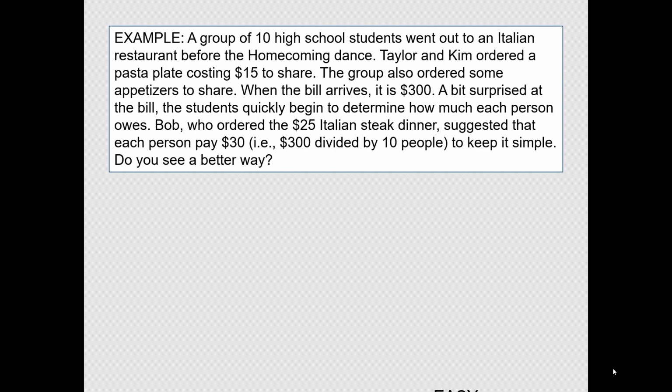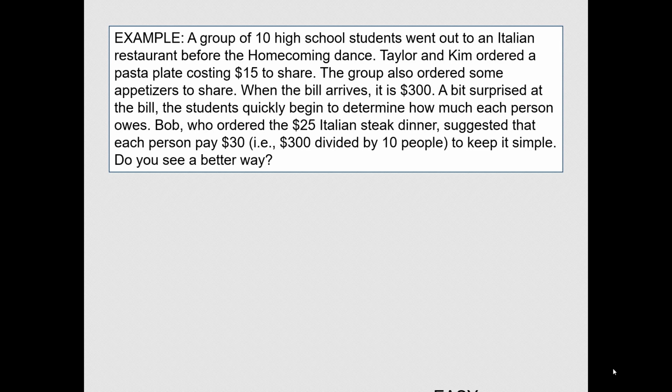Taylor and Kim ordered a pasta plate costing $15 to share. The group also ordered some appetizers to share. When the bill arrives, it's $300. A bit surprised at the bill, the students quickly begin to determine how much each person owes. Bob, who ordered the $25 Italian steak dinner, suggested that each person pay $30. That is $300 divided by 10 people, to keep it simple. Do you see a better way?